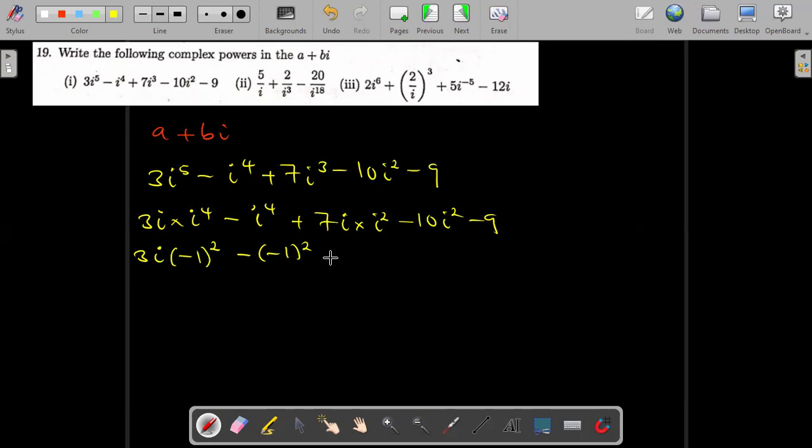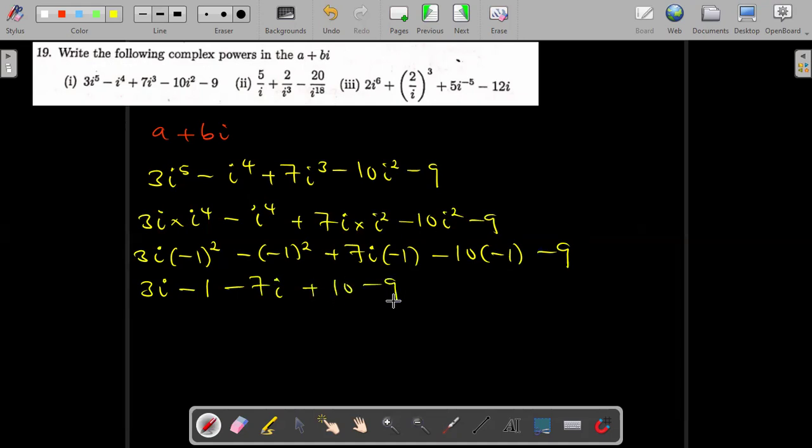Then the other one is going to be plus 7i. Here, just replace i squared with negative 1. Then you have negative 10 times negative 1, then minus 9. So when you multiply that, this will give you positive, and you have 3i. The other one will give you positive 1, but you multiply with a negative, you get negative 1. This here gives you negative 7i. Then this here gives you positive 10 minus 9.